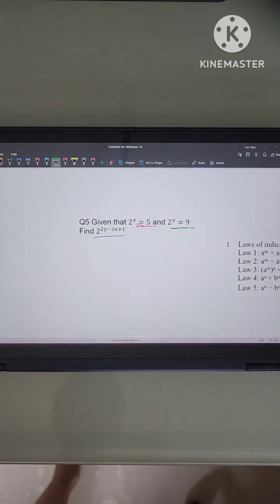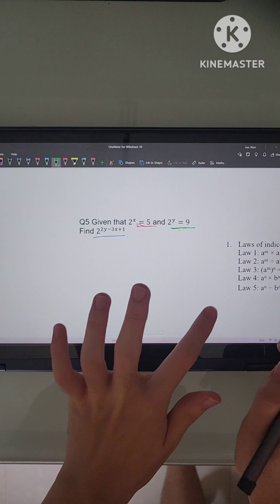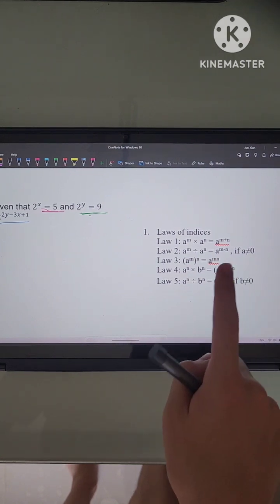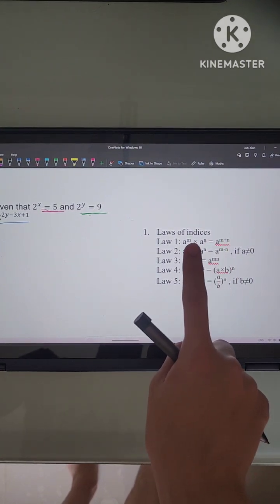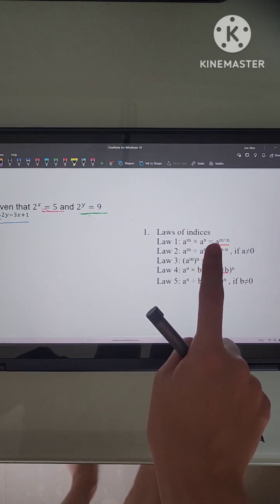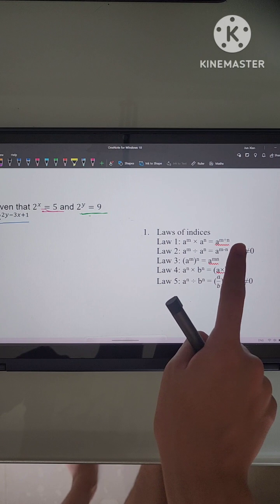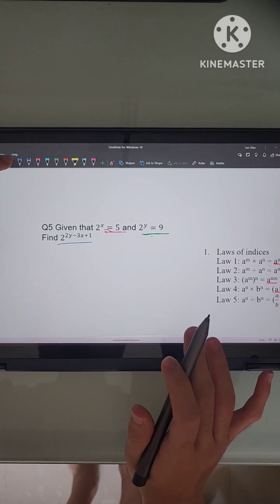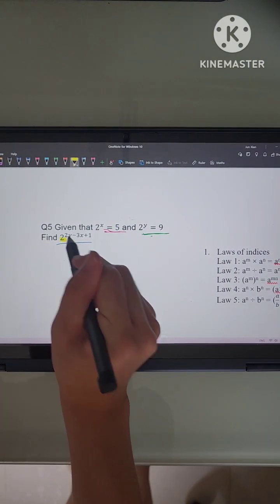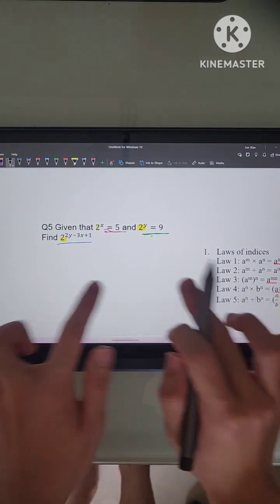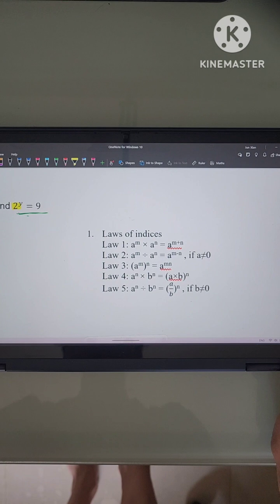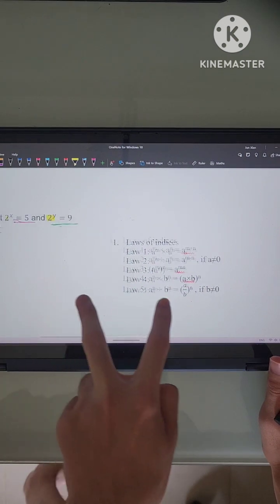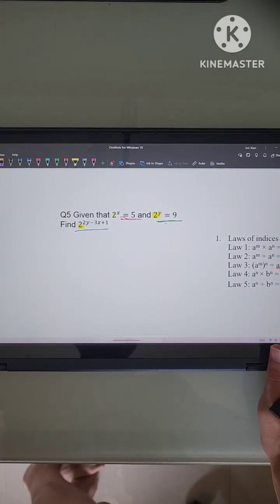Now, let's look at the laws of indices. What do you think we can use to separate? If we look at law 1, a to the power of m times a to the power of n will give me a to the power of m plus n. Given that in this question all of this has the same base, which is 2, in our scenario 2 is a. Can we apply that to the question here?